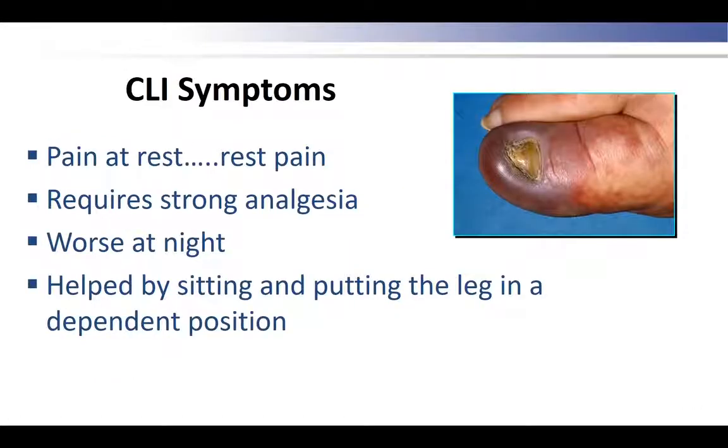And similarly, you have particular symptoms, and the classic one is pain at rest. Now, you can imagine, if this toe was yours and it's dying at the end of your foot, the pain is excruciating. And one of the big problems we have is persuading people that this pain is as bad as terminal cancer and needs to be managed aggressively. It's worse at night, and the patients like to sit with their leg hanging down to get the blood there.